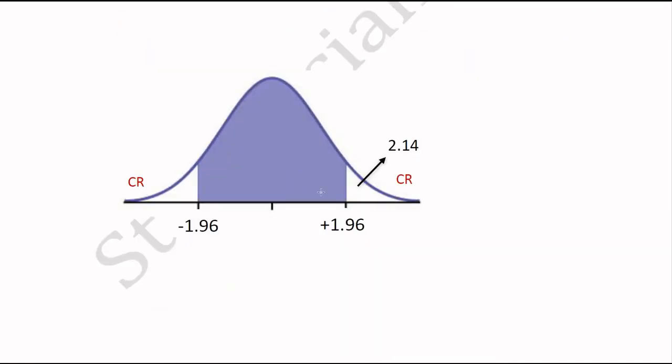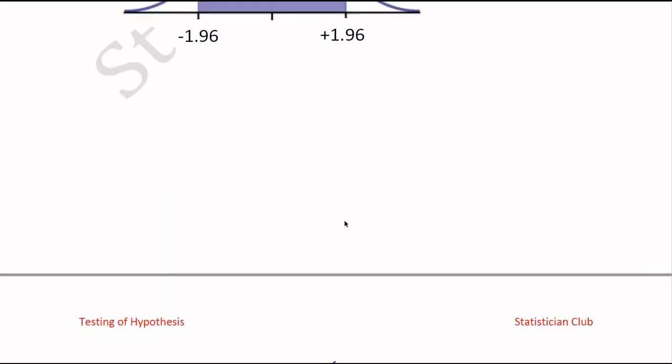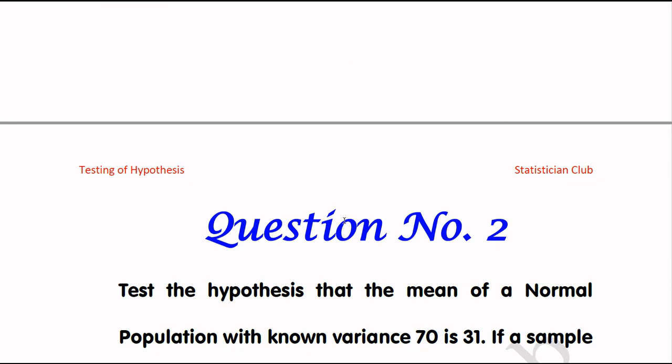Here is the figure. Because the computed value 2.14 is greater than 1.96, the table value, it falls in the critical region and we accept the alternative hypothesis H1. If this computed value were less than 1.96, it would fall in the acceptance region and we would accept our null hypothesis. But in this case it exceeds the table value, so we accept the alternative hypothesis. Question number 2.